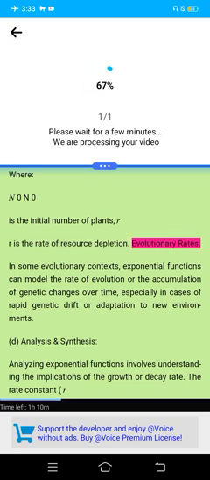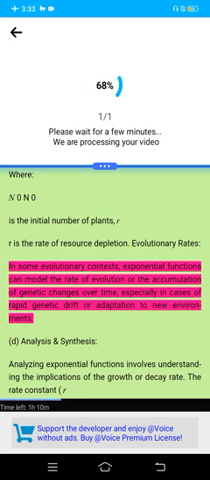r is the rate of resource depletion. Evolutionary rates. In some evolutionary contexts, exponential functions can model the rate of evolution or the accumulation of genetic changes over time, especially in cases of rapid genetic drift or adaptation to new environments.